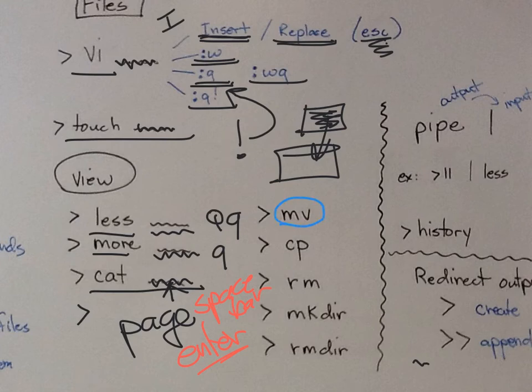MV means move a file, and you'd have to give which file and where to go with it. So you'd have to give some type of path, which we talked about already. CP, copy a file. RM, remove a file. Make a directory, remove a directory. And in most cases, depending on how yours is set up, remove directory, the directory would have to be empty.